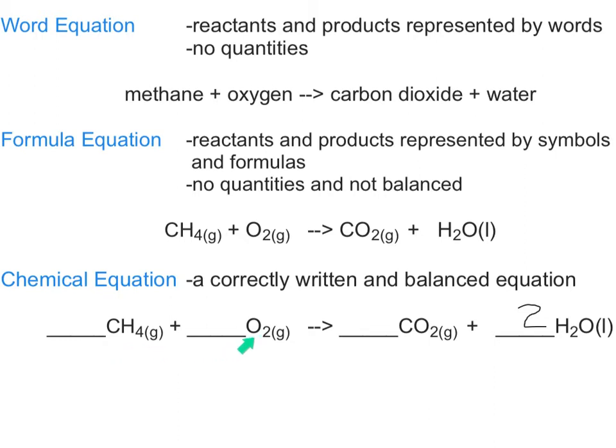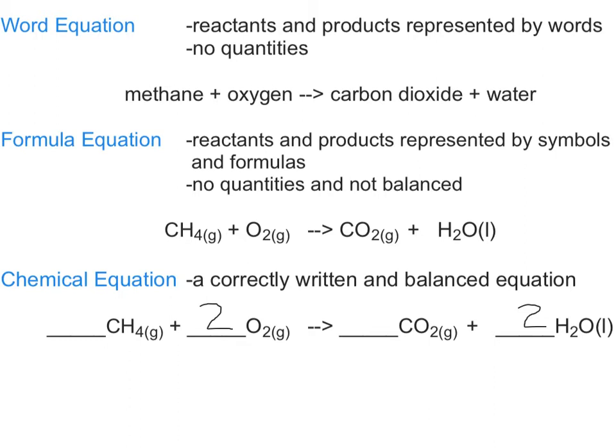Now I'm going to look at the oxygens. I see there's 2 oxygens right here. But on this side I have 2 oxygens plus 2 more oxygens. So altogether there are 4 oxygens. So I'm going to have to write something in front of the left oxygen and put a 2 in front of there, and that should make my oxygens equal.